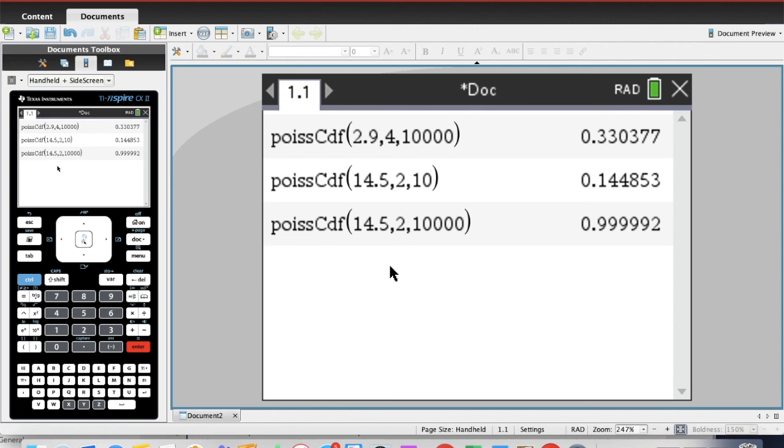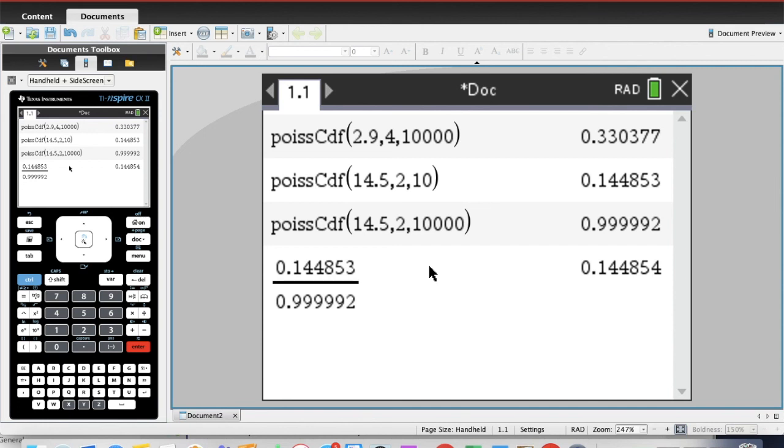So we've got that one, a pretty good probability that it's going to be greater than or equal to 2. Now we just need to do the final bit, which is to take the probability from 2 to 10, which is 0.144853, and divide it by 0.999992, which gives us our final answer of 0.14.